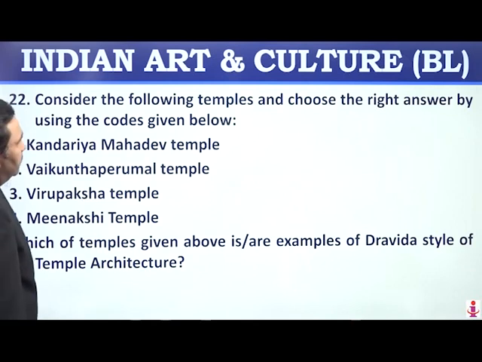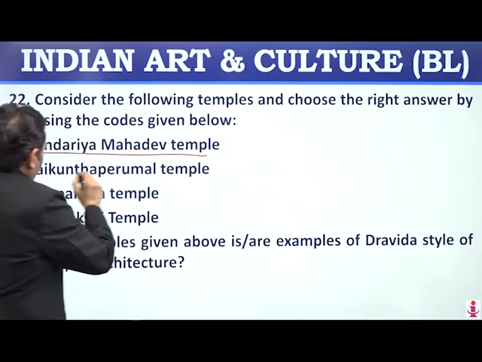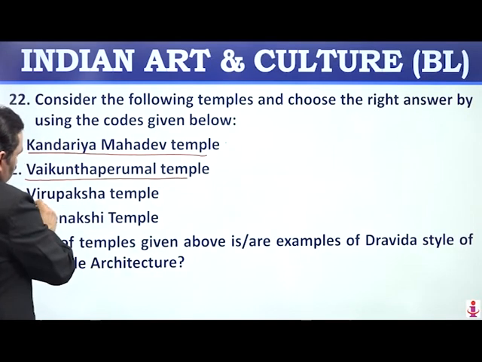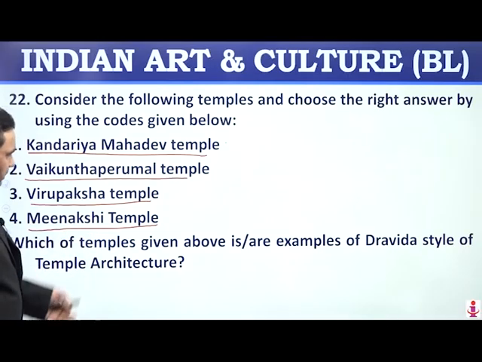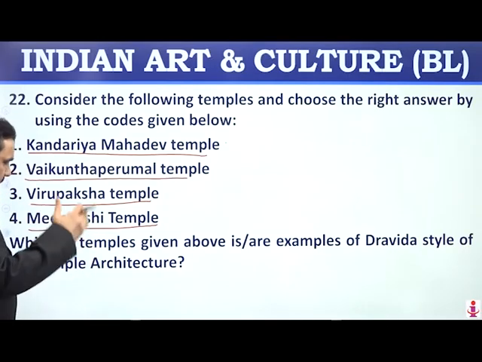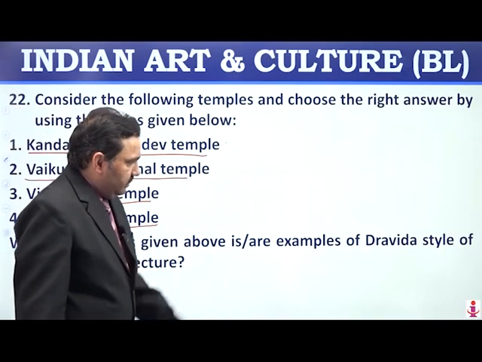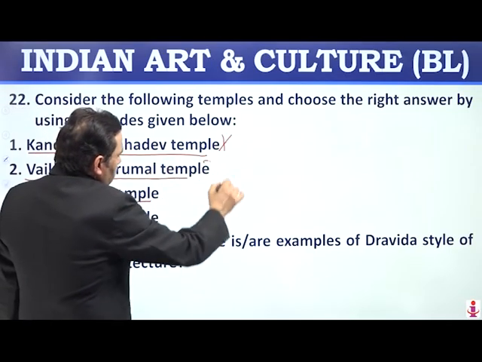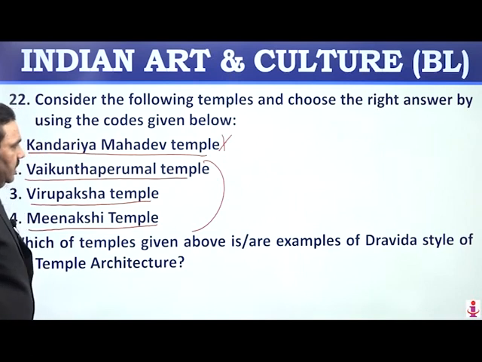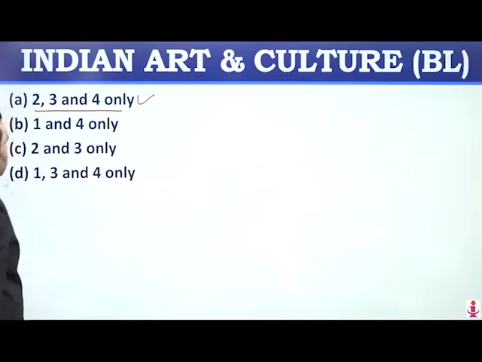Question number 22. Consider the following temples and choose the right answer by using the codes given below. Kandariya Mahadev Temple, Khajuraho. Vaikuntha Perumal Temple, Kanchipuram. Virupaksha Temple and Meenakshi Temple. Virupaksha Temple, Hampi. Which of the temples given above are examples of the Dravida style? So the first was an example of Nagara style. The other 3 were examples of Dravida style. Option 2, 3, 4. That is A.